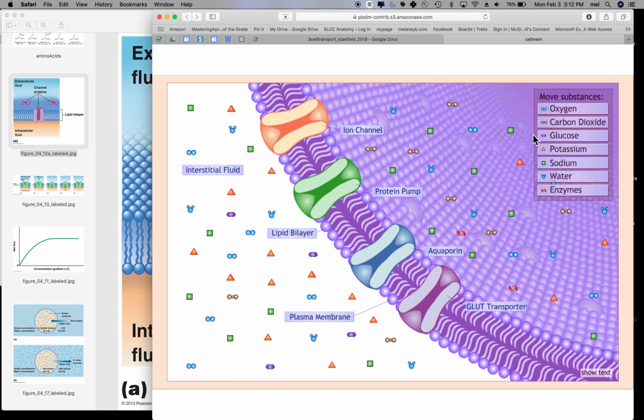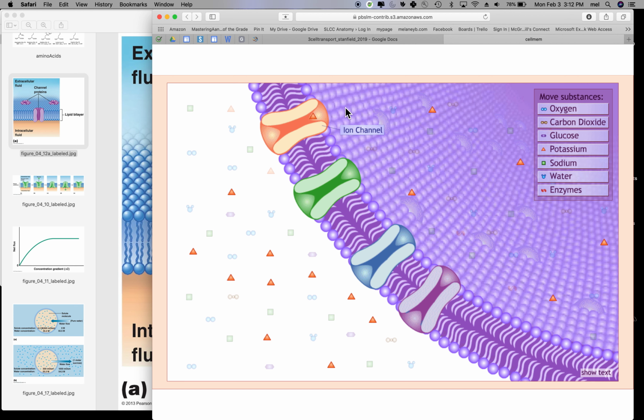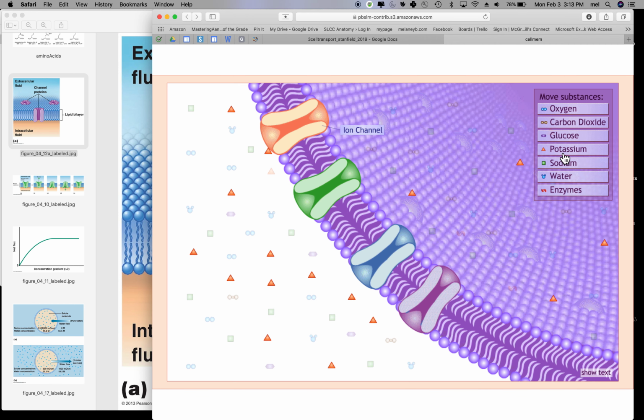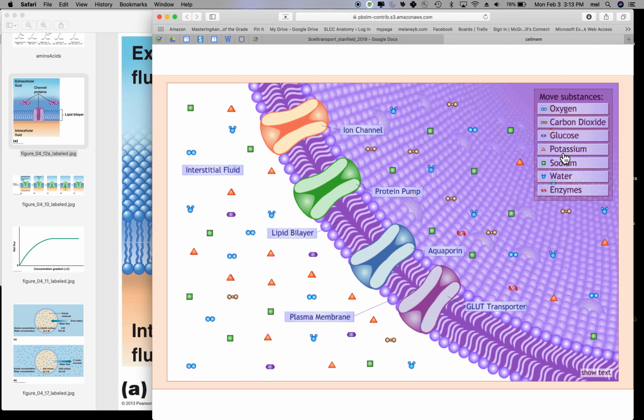If, however, there was a slight negative charge on the inside of the cell, and potassium is positively charged, do you think that would increase or decrease the diffusion rate into the cell? If, again, potassium was higher here, lower there in concentration, potassium is positive, the inside of the cell is negative. Is that going to increase or decrease potassium's diffusion rate? Hopefully you see that it will increase its diffusion rate because it is moving toward an opposite charge.